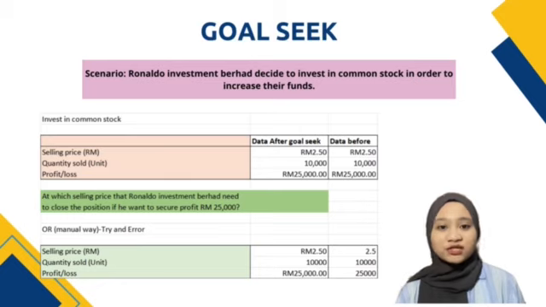If goal seek is not available, you can also solve it manually using trial and error by adjusting the selling price until you reach the desired profit.